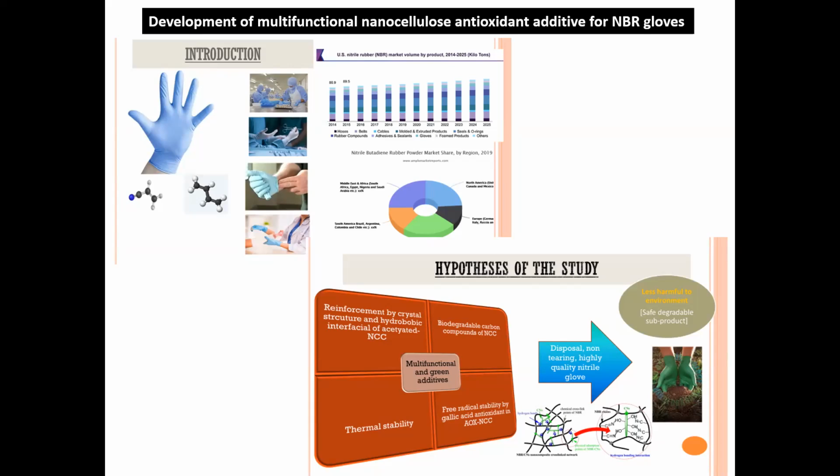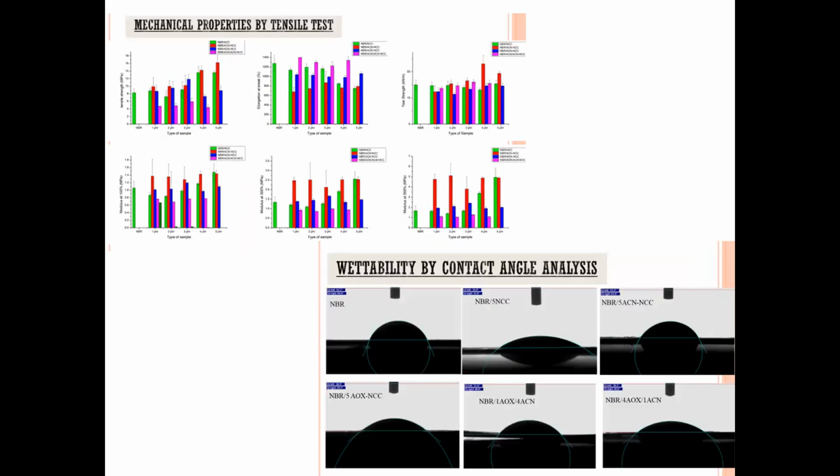Also, due to the natural source, this material can be biodegradable, and the introduction of antioxidants, which have a phenolic group, provides free radical stability, and also thermal stability due to the crystal structure. The result obtained was that the addition of nanocellulose at 3 to 4 phr can increase the tensile strength by 30 to 40%. As expected, since we are using nanocrystals, not nanofibers, the elastic modulus is reduced slightly from the native NBR glove.